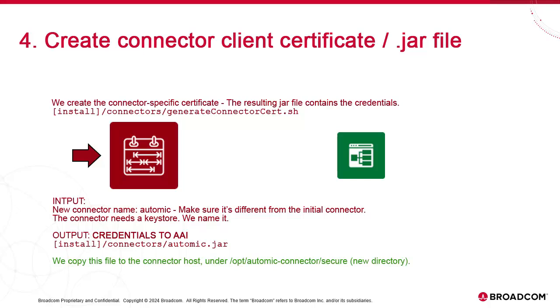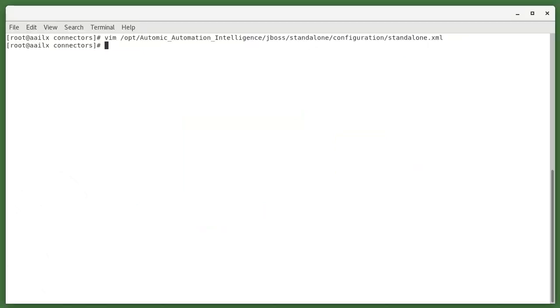This generates a file called atomic.jar, and it's named after the new connector name. This file contains the encrypted credentials necessary to connect to AAI over TLS. We'll copy this file to a directory called secure on the connector host. Secure has to be created manually. Let's invoke the script.